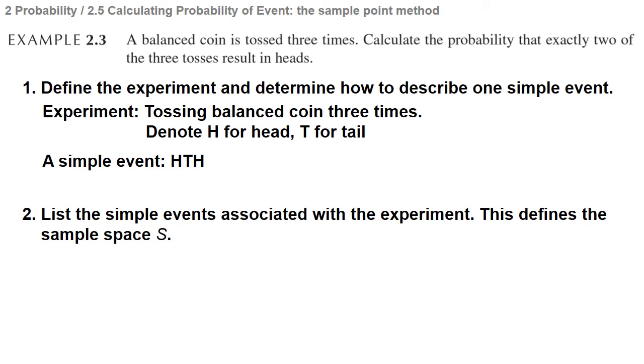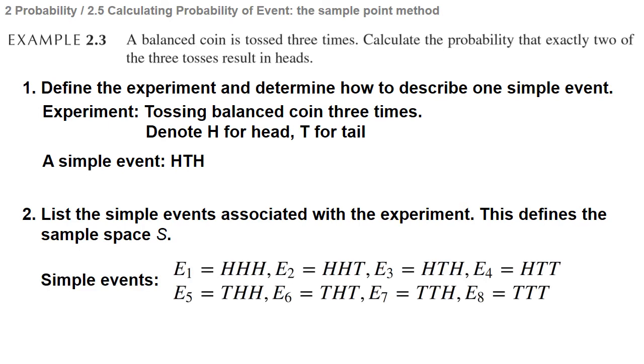Okay, and step 2, list the simple events associated with the experiment. This will define our sample space S. So let's list all the simple events. Event 1 would be getting all heads, HHH, then HHT, HTH, HTT, THH, THT, TTH, and TTT. So we have all 8 cases here.